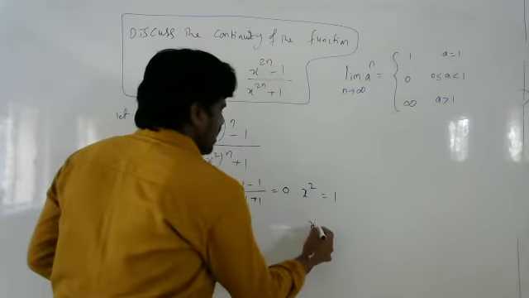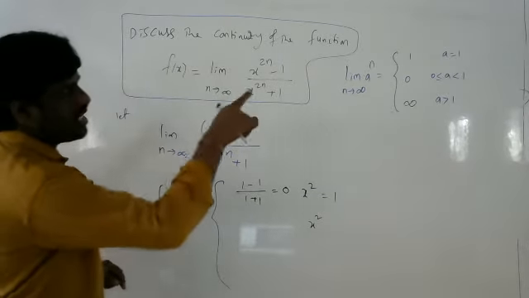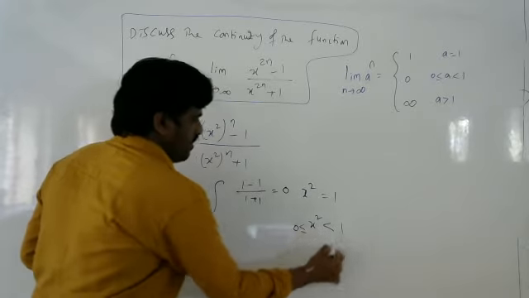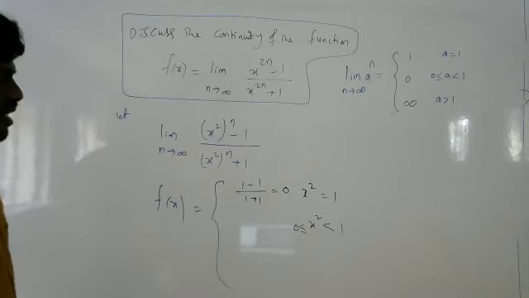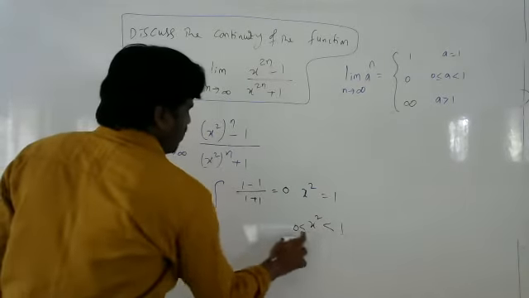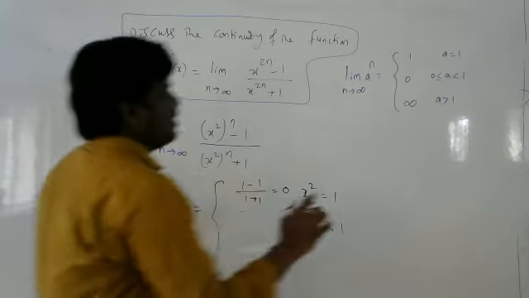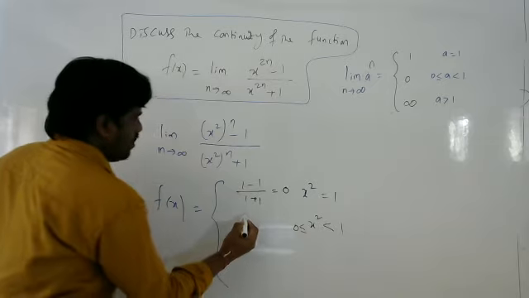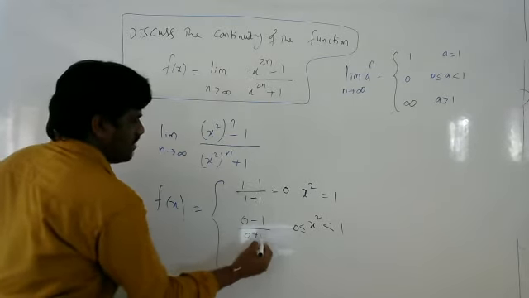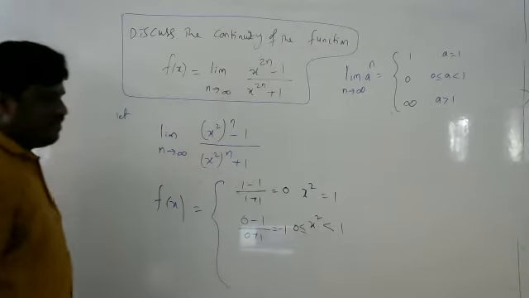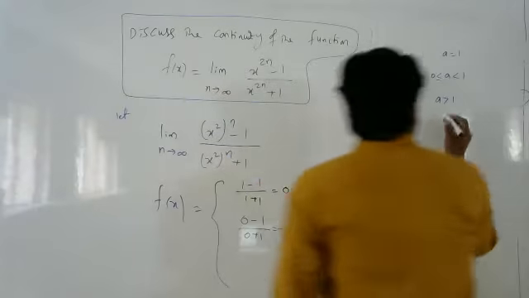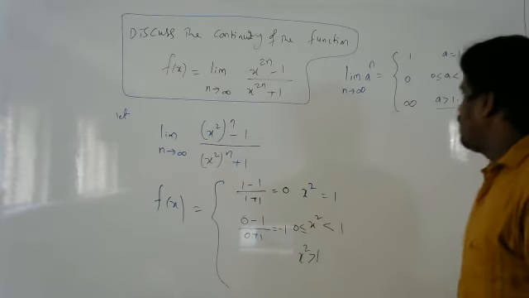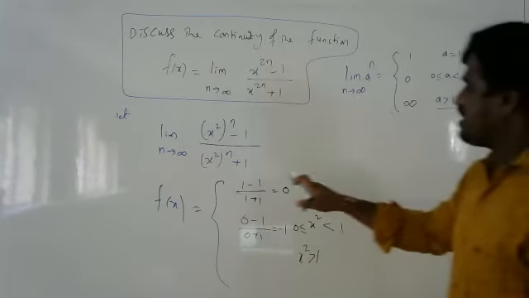Now the next case: x square in between 0 and 1. If x square is in between 0 and 1, what answer do I get? According to this, a power n is 0. So I get 0 minus 1 by 0 plus 1, which gives minus 1. The last case is x square greater than 1. If x square is greater than 1, a power n is infinity.